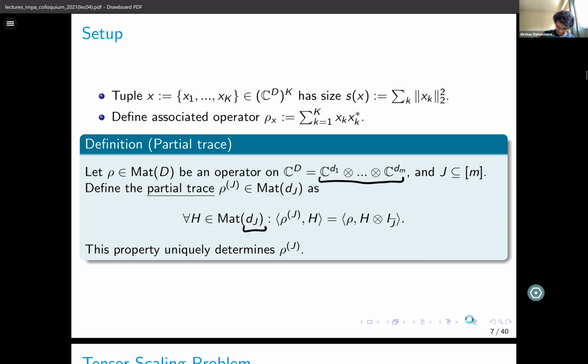Let's say C DJ equals, right. So C capital D was the tensor product of all the vector spaces. C DJ will be the tensor product of just the parts in J, right? And the marginal will again be a matrix on that space, and it will act as if on any matrix H in the same space, it's as if I acted by H times the identity on the original operator.